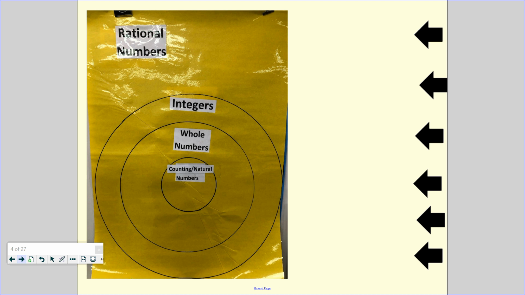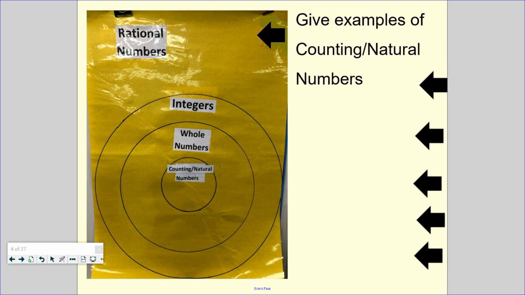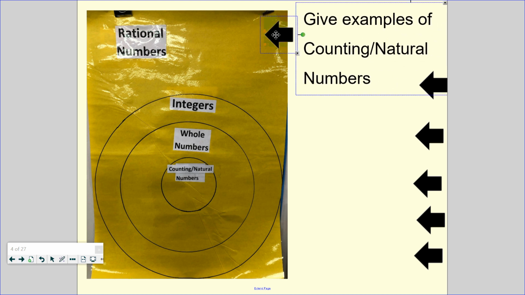There are 4 types of numbers we learn in this class. We learn counting and natural numbers, whole numbers, integers, and rational numbers. We just walked a number line about integers. Do you remember what integers are? Examples of them? So here's our first question. Give examples of counting natural numbers. Counting. Stick out your fingers. If you stick out your fingers, I would like you to count. What's the first number you can count with?